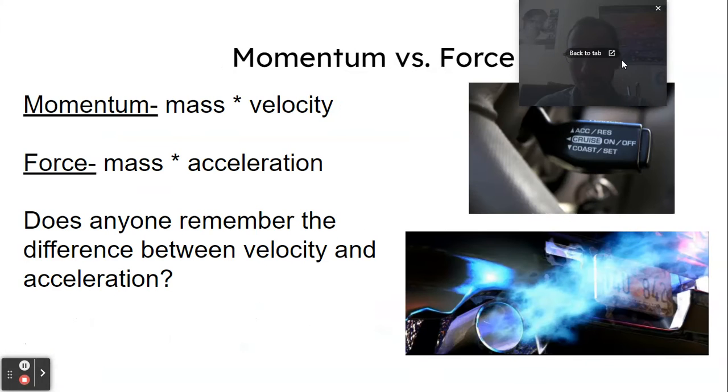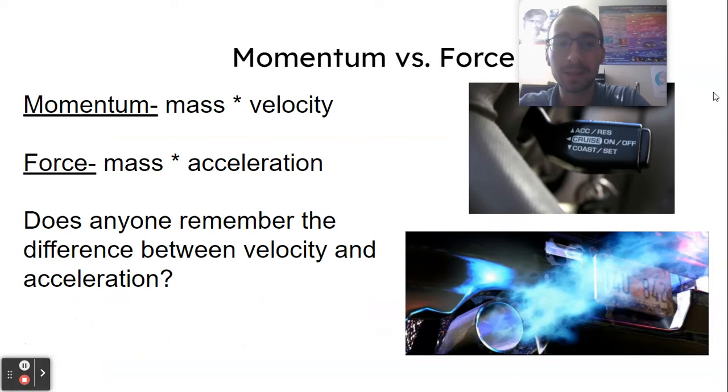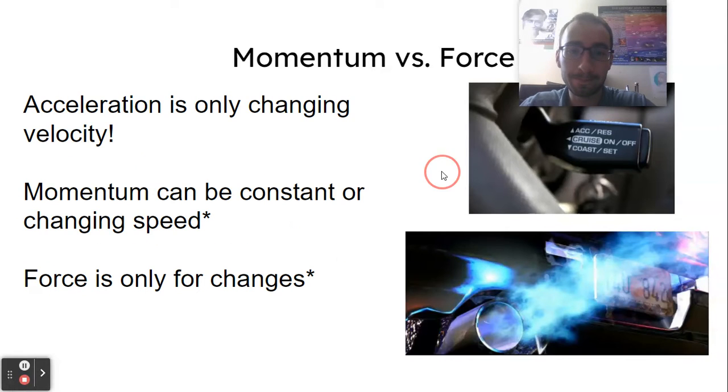Okay? And momentum is very similar to force. Momentum is mass times velocity, and force is mass times acceleration. Now try and remember the difference between velocity and acceleration. Hopefully you remember acceleration is only changing velocity. So changing direction or speed, that's acceleration. Velocity can be constant speed though, okay? Velocity can work even if it's not changing speed. So force is only for changes, but we use momentum even for constant speed too.